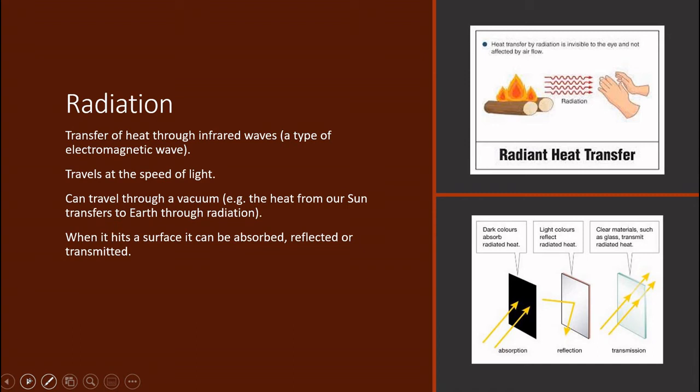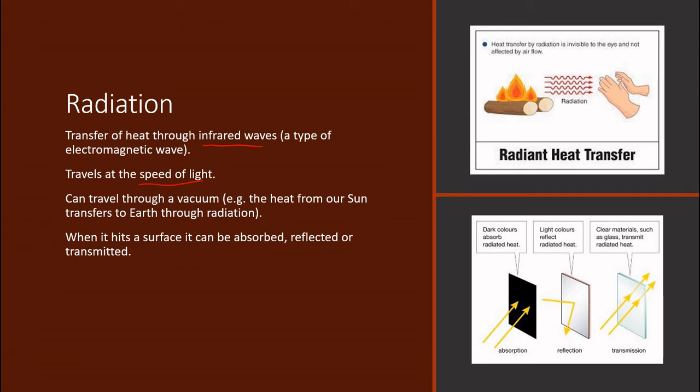Radiation. So another method of heat transfer here. This is heat transfer through infrared waves, which is a type of electromagnetic wave. So electromagnetic waves include light that you and I can see with our eyes. Infrared waves, the wavelength, they're too long for us to see with our eyes, but everything radiates infrared radiation, and it travels at the speed of light.